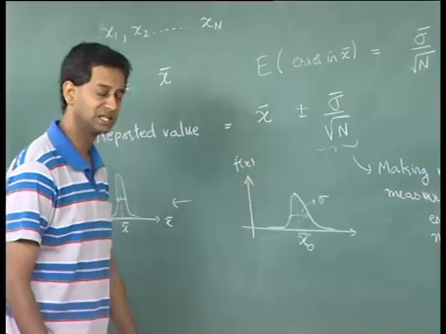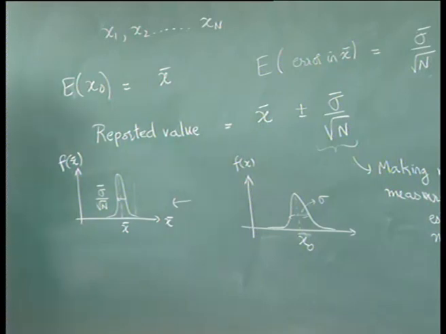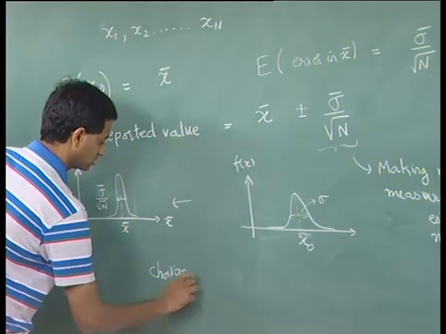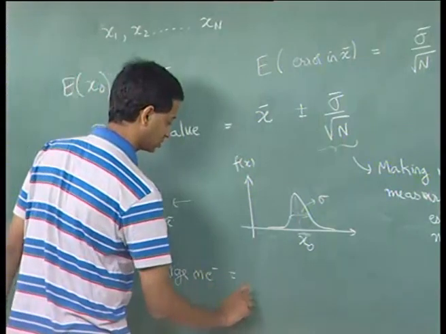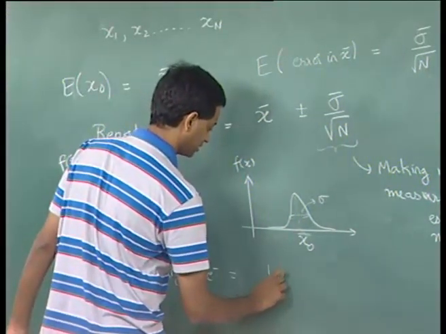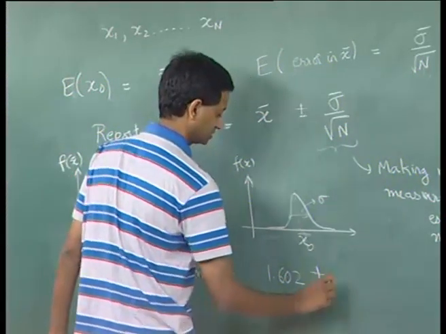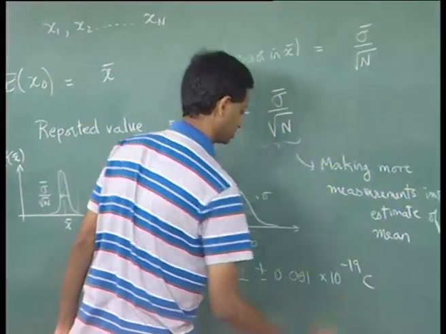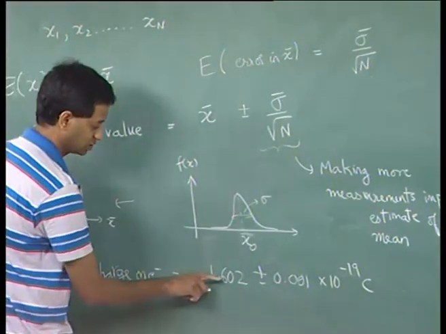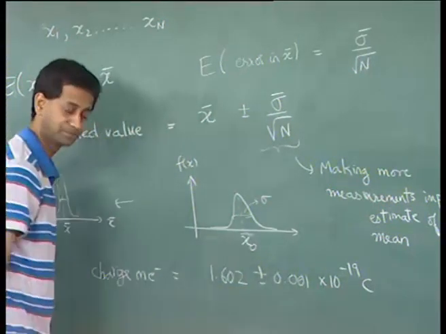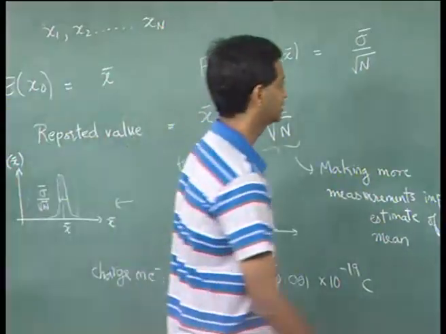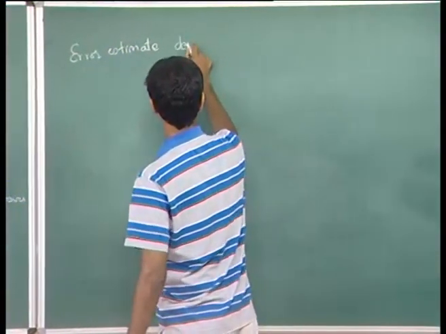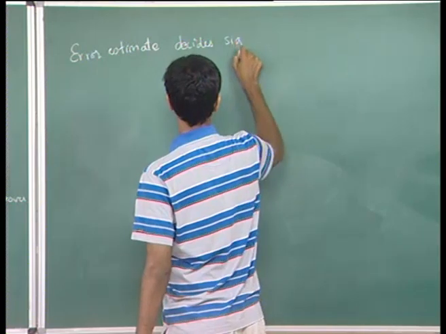You might have seen some reported experiments, for example, the charge on the electron is equal to 1.602 plus minus 0.001 times 10 to the power minus 19 coulomb. So you might have seen things like this. You give the estimate and you show how much the error is. Now this error estimate decides significant figures.